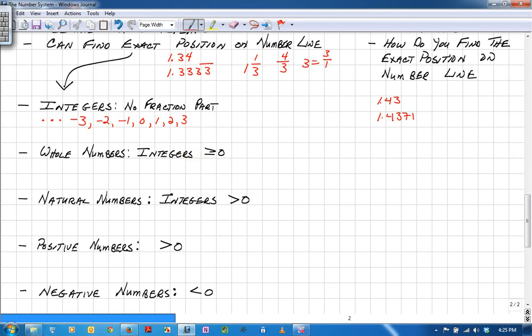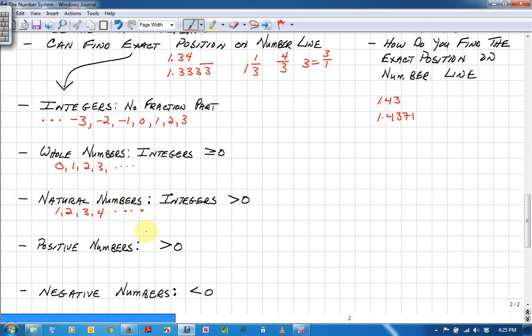Now, the whole numbers are integers, but those are the numbers that are greater than or equal to 0. So we're not going to have any negative numbers in whole numbers. For example, a whole number could be 0, 1, 2, 3, and so on and so forth, and it keeps going forever. The definition of a natural number is the same as a whole number, except it does not include 0. So the natural numbers would be our integers that are 1, 2, 3, 4, and then keep going.